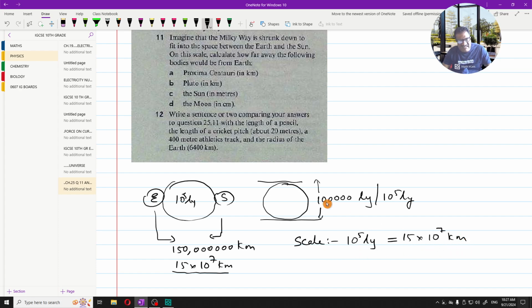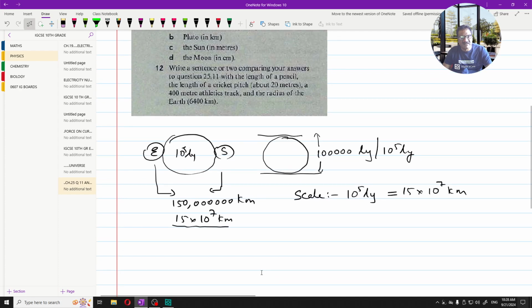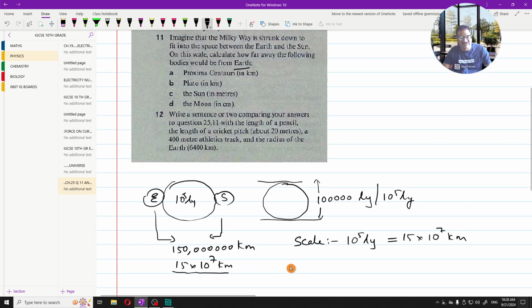Okay, with this scale you will have to find out all these distances that are given here, A, B, C, and D. And all these distances are from the planet Earth. Okay, so one by one we are going to deal with this question. So first let me do this A part of the question.